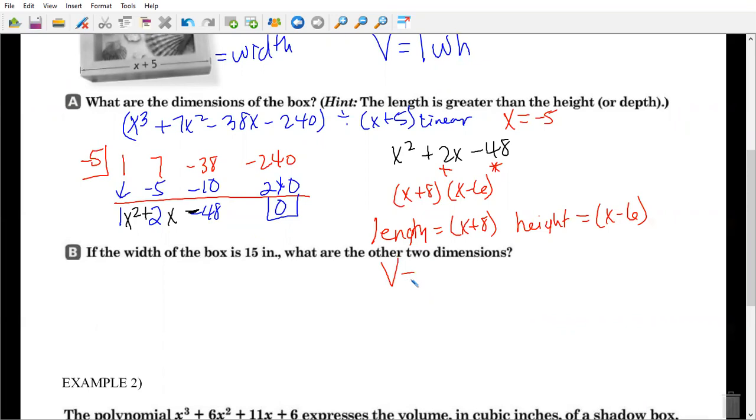So my full volume equals length times width times height. So x plus 8 times x plus 5 times x minus 6. Length times width times height.